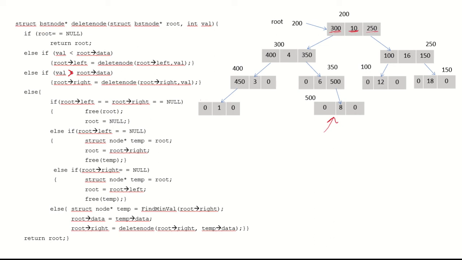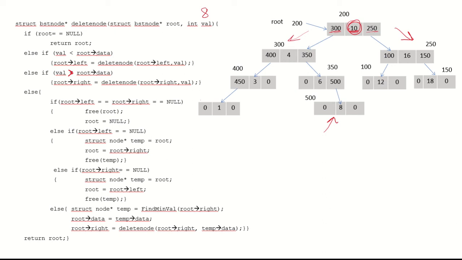So the logic behind this code is that this value that is received over here will be compared with the root data. If it is less than the root data, then we know we have to traverse the left subtree, because that is the property of the binary search tree. And if it is greater than the value at the root node, then we know we have to traverse the right subtree. And this we are going to check at each and every node.